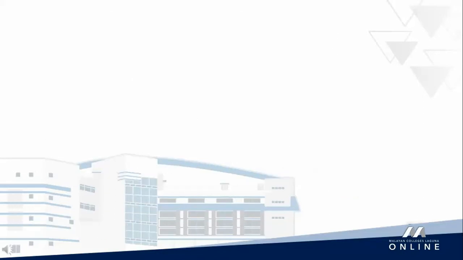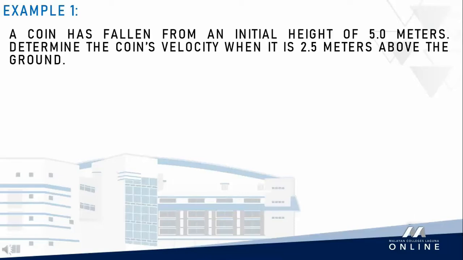Okay, now I think you're ready. Let us have these two examples. A coin has fallen from an initial height of 5 meters. Determine the coin's velocity when it is 2.5 meters above the ground. Here, it is obvious that we are looking for the coin's final velocity.